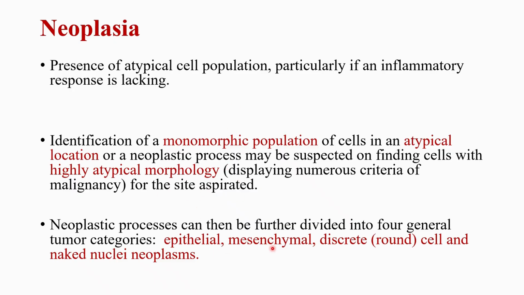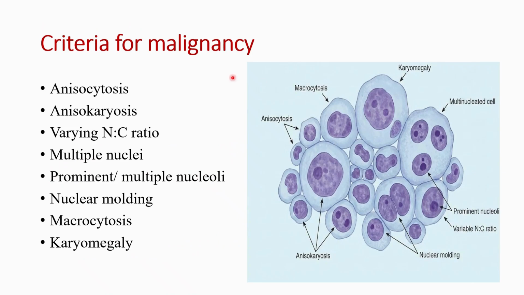Neoplastic process can be further classified into 4 general tumor categories. That is, it can be either epithelial, mesenchymal or discrete or round cell type and the naked nuclear neoplasms. When evaluating neoplastic cells, certain criteria will indicate whether it is malignant or benign. So, for categorizing into malignancy, we have to look for certain features.